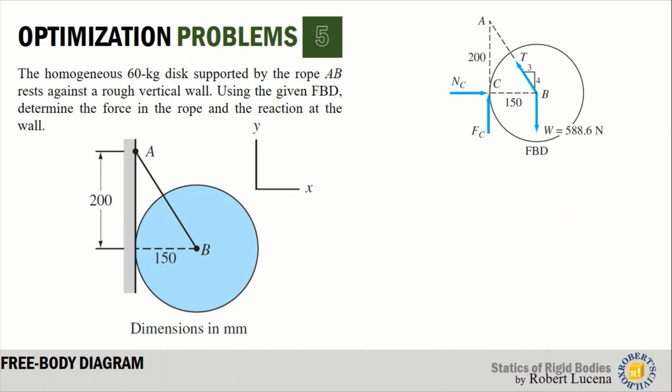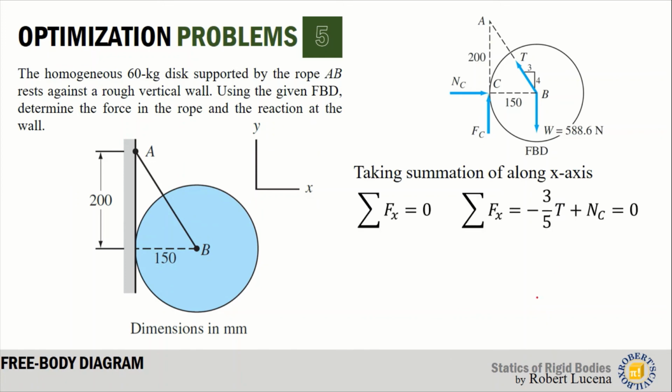And having the value of T, we can proceed by solving NC using summation of forces along X, and that would be the X component of T, negative 3 over 5 T plus NC equals 0. And then substituting the value of T we have computed, we have NC equals 441 Newton.